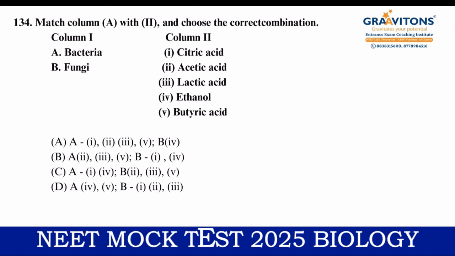Next question. So match column A, that is column 1 with column 2 and choose the correct combination. Here if you take, bacteria will be providing us with almost this. Acetobacter aceti, and LAB, lactic acid bacteria, as well as Clostridium butylicum will be giving us butyric acid as well. Alright, and fungi, Aspergillus niger, citric acid, and ethanol is from yeast. So, considering the options, answer B.